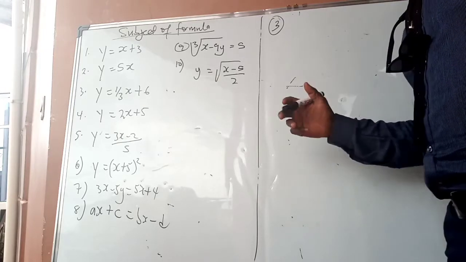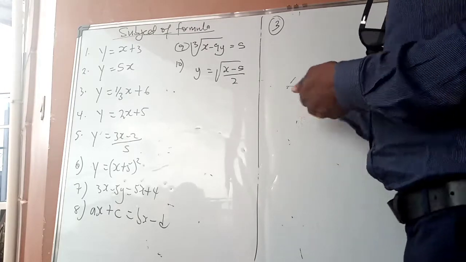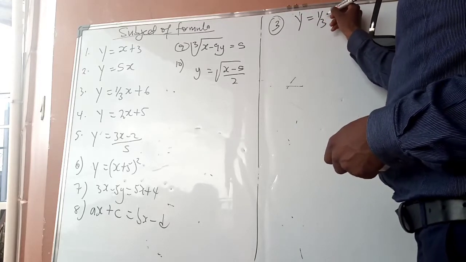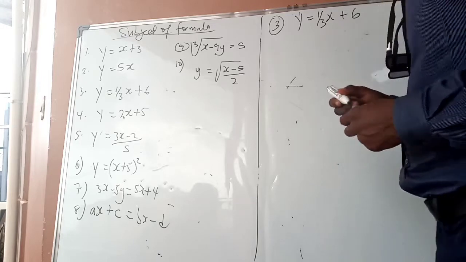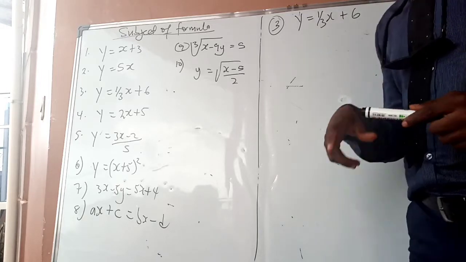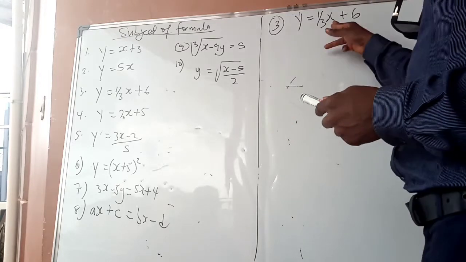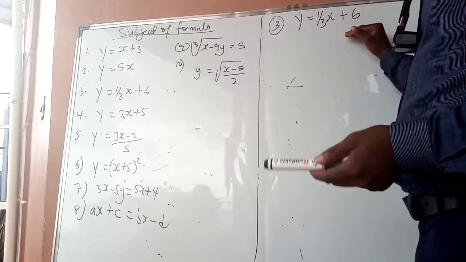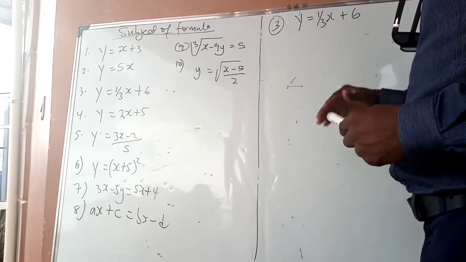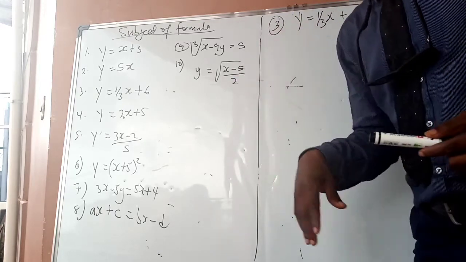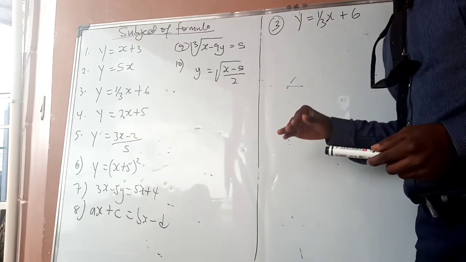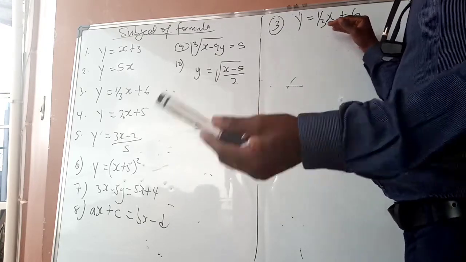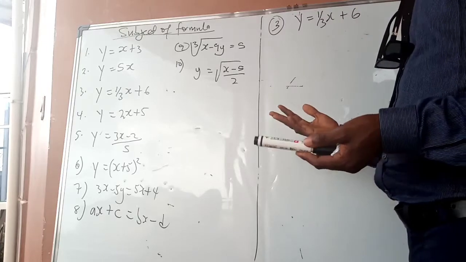Okay, so let's continue with the third question, where we have y equals 1 over 3 x plus 6. This is subject of a formula. So we are asked to make x the subject of the formula of this particular relation. To make x the subject of the formula, it implies that you want x to stay alone. Do you understand me? You can be talking and asking me questions wherever you are confused.